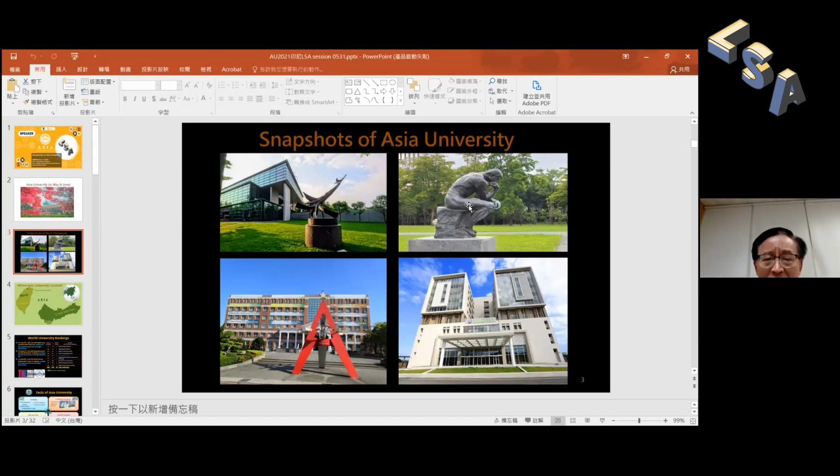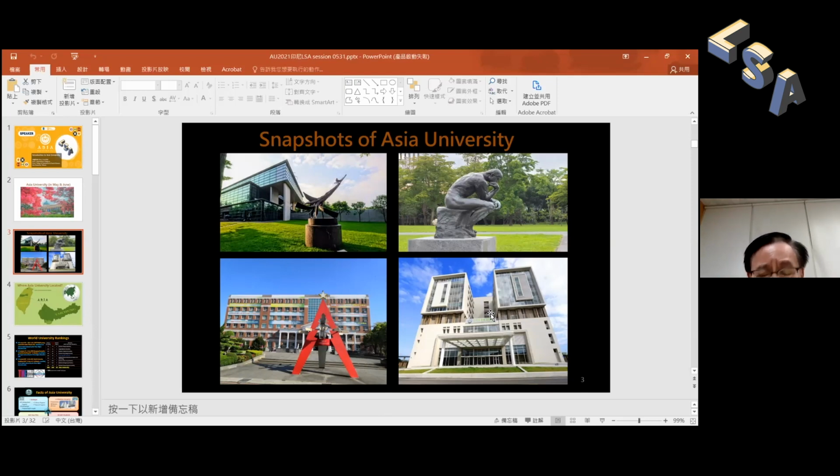It's owned by the university founder, one of his valuable collections. And this is just one of our buildings, called the Building of Humanities and Social Sciences. This is where my office is located when I serve as the Dean of the Humanities and Social Sciences. And this is one of our hospitals. We have one hospital and we are building the second hospital at the moment.